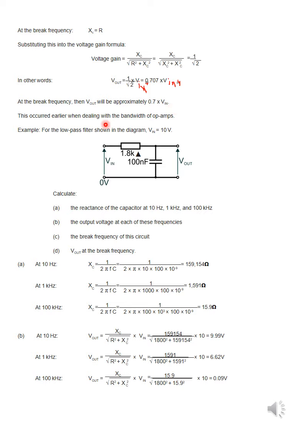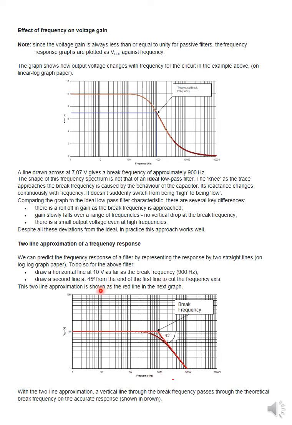Despite all these deviations from the ideal, in practice this approach works very well. Sometimes we use two stages or three stages of filter and we get what we want from it. Two line approximation of a frequency response. We can predict the frequency response of a filter by representing the response by two straight lines on this log to log paper. To do so for the above filter, draw a horizontal line at 10 volt as far as the break frequency, 900 Hz. So draw a straight line here.